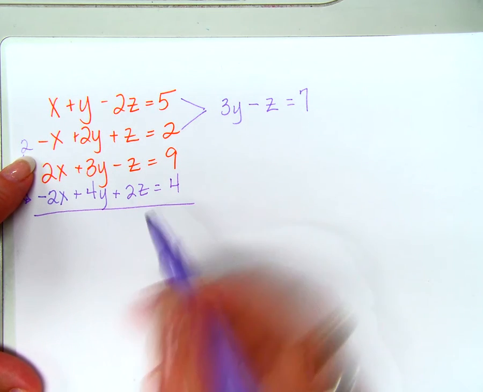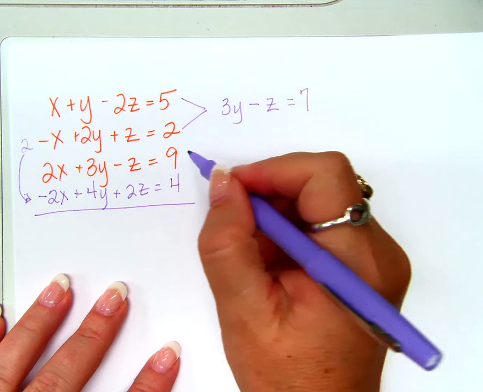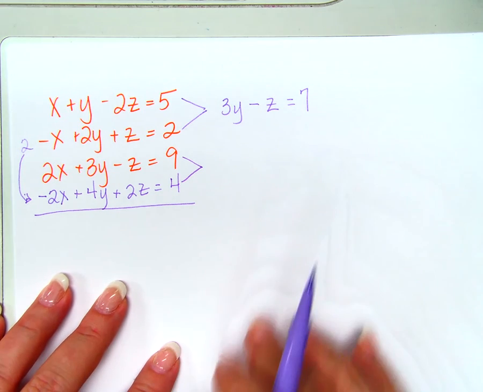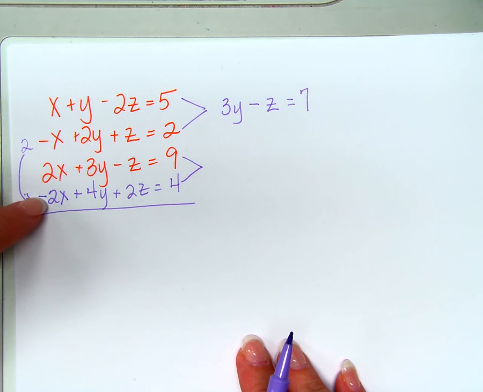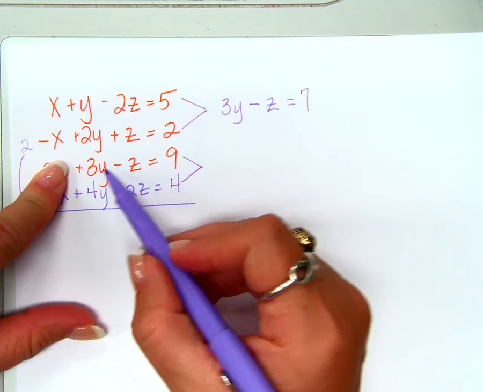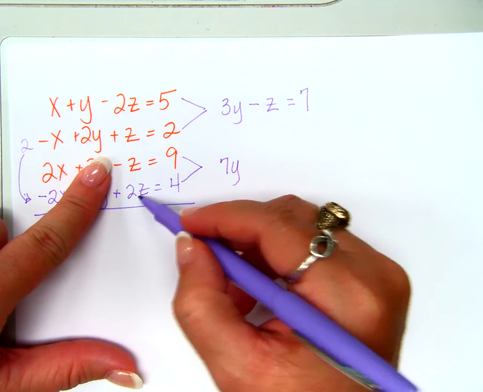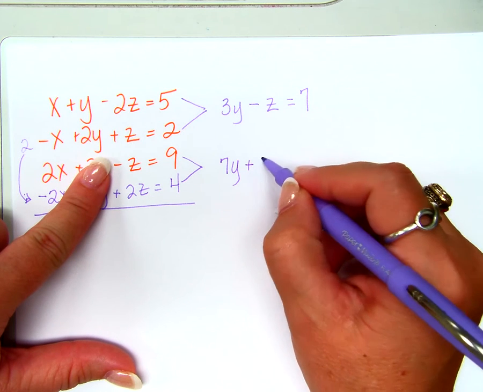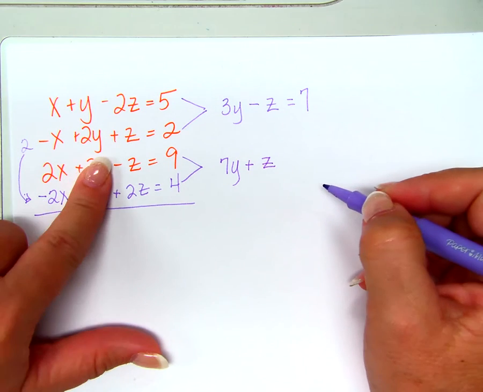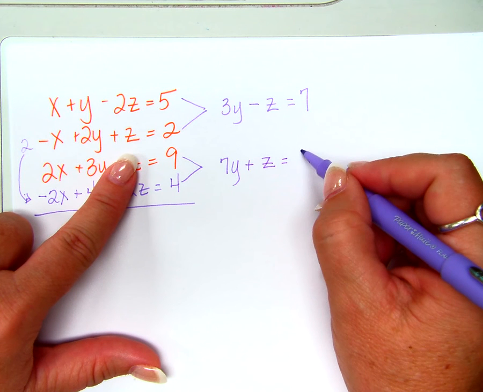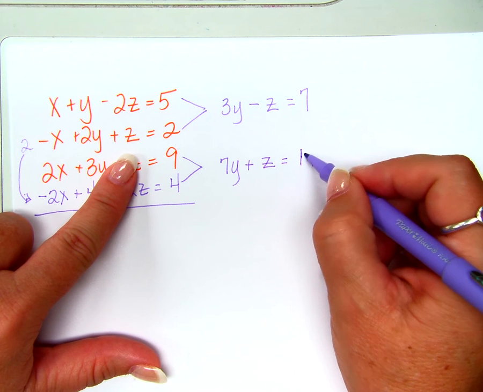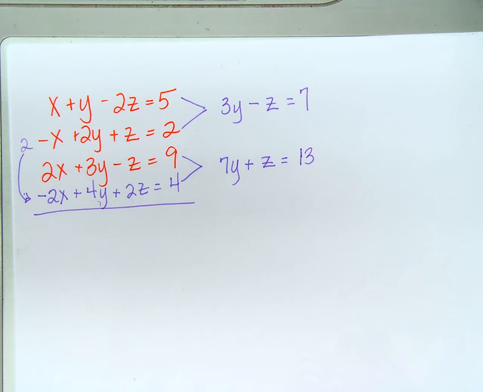And now I'm going to combine these two equations, and I'm actually going to write it right over here. You okay with that? So I have 2x, negative 2x, 0, 3y and 4y, 7y, negative z and positive 2z. Ooh, that's so nice. 9 and 4. How about 13? Why did I say, wow, that's so nice? Ooh, the z's cancel. Right now, they're opposites already, aren't they?